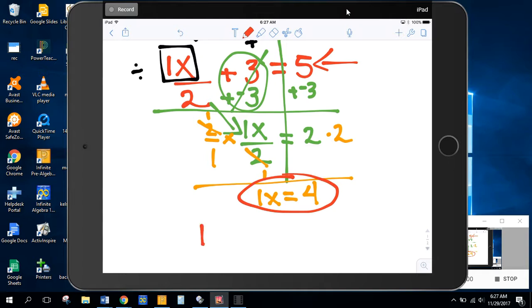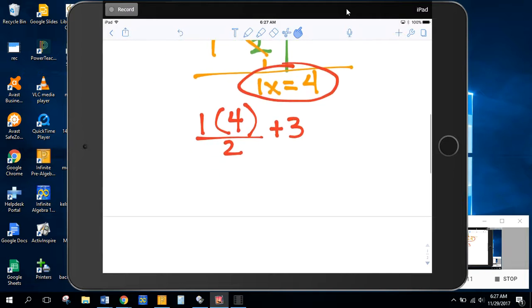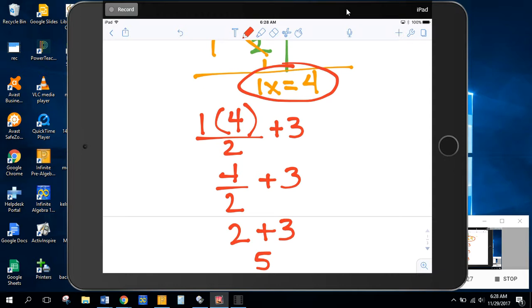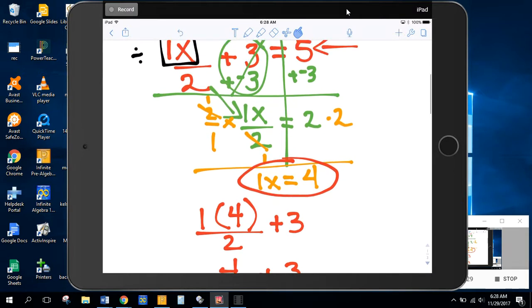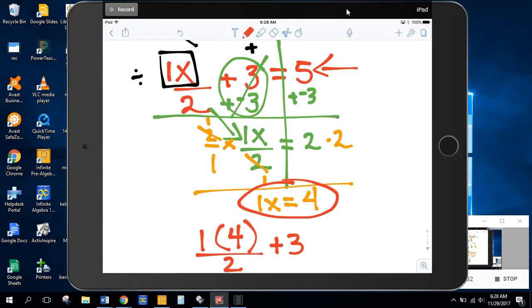So I've got 1x divided by 2 plus 3. Now that the variable is gone, I'm going to solve this with just normal order of operations. So 1 times 4 is 4, so I just have 4 divided by 2 plus 3. 4 divided by 2 is 2, so then we add 3, and our answer comes out to be 5, which, if I scroll back up here, the original answer was also 5.